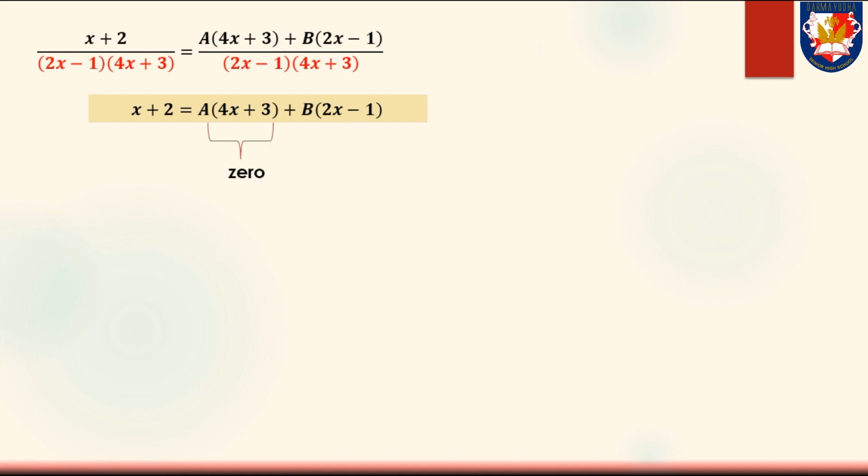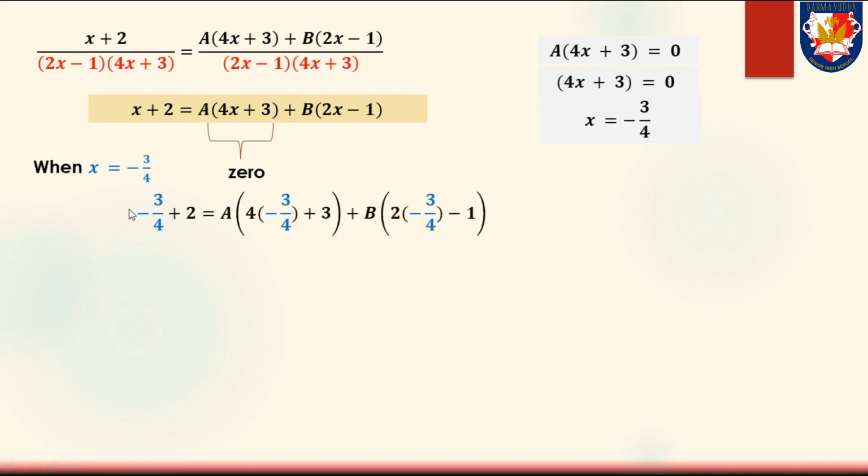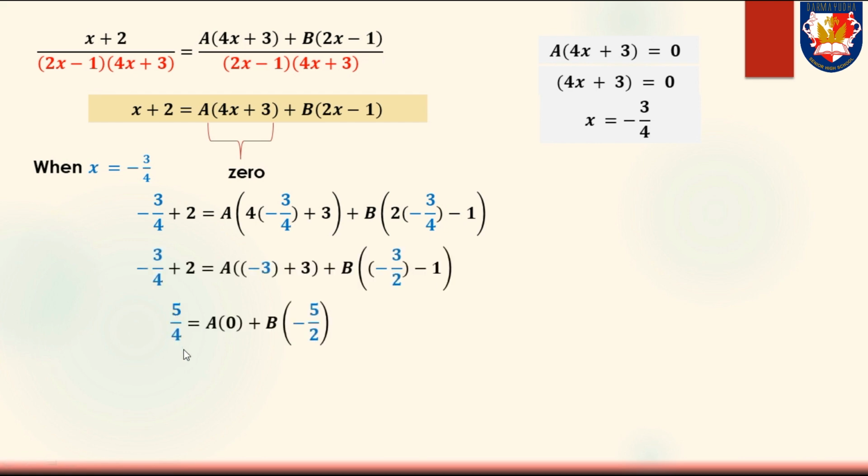Let a times 4x plus 3 equal 0, and then we have x equals negative 3 over 4. So when x equals negative 3 over 4, we substitute the value of x into the equation. We obtain negative 3 over 4 plus 2 equals a times 4 times negative 3 over 4 plus 3 plus b times 2 times negative 3 over 4 minus 1. Simplifying this equation, we will have 5 over 4 equals a times 0 plus b times negative 5 over 2. 5 over 4 equals 0 plus negative 5 over 2 b. And from here, we obtain b equals negative 1 over 2.